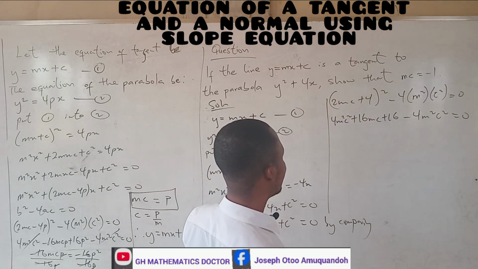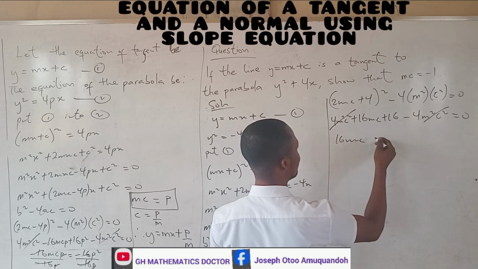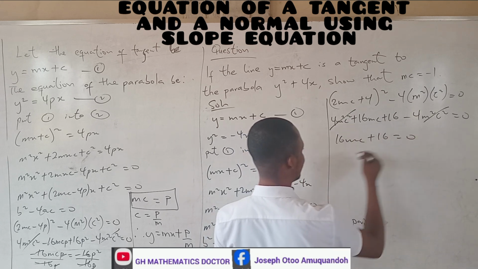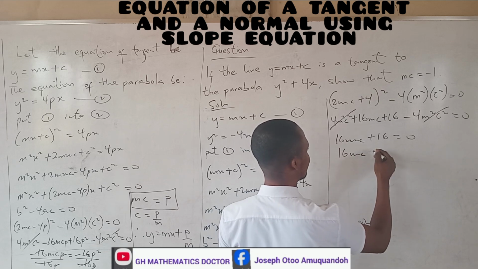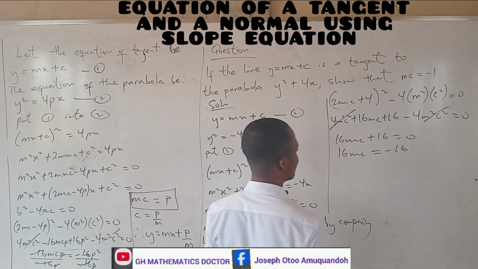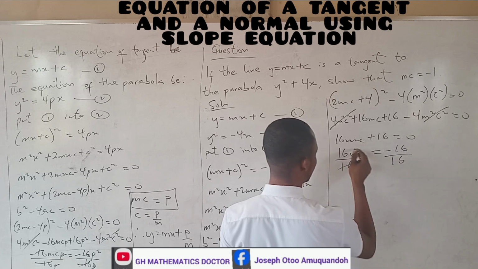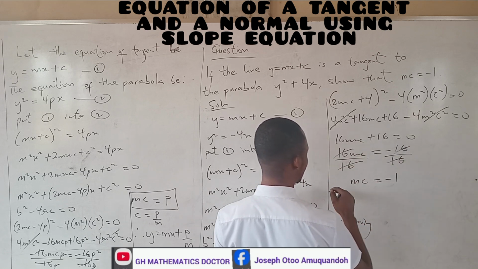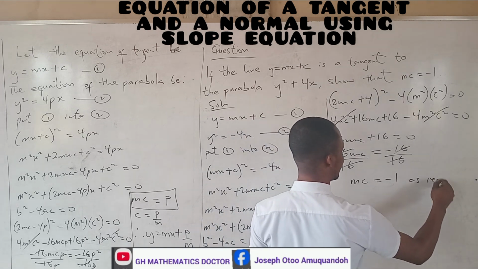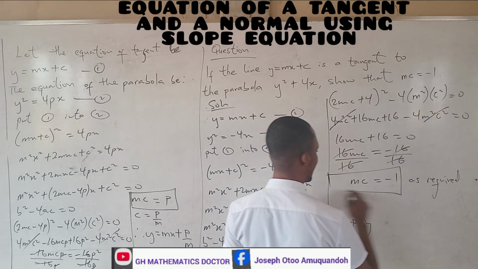All right, so with this one, you cancel out this against this. So 16mc plus 16 equal to 0. You make mc the subject: 16mc equal to negative 16. Divide both sides by positive 16. Then this will give you mc is equal to negative 1. So as required, this is what we have.